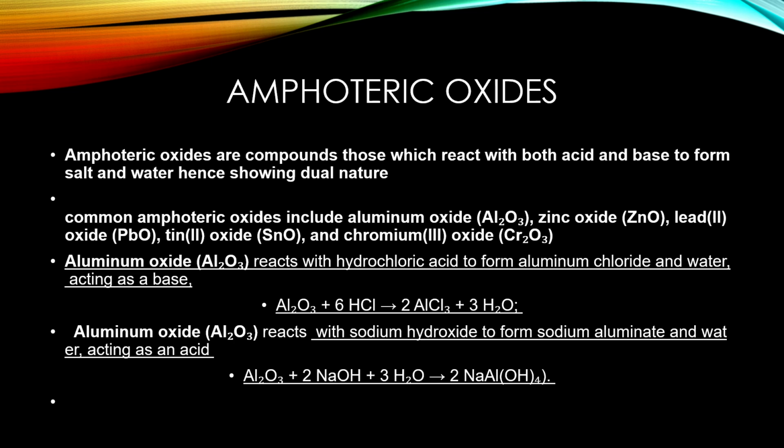Now, what is an amphoteric oxide? Amphoteric oxides are compounds which react with both acid and base to form salt and water. Hence they show dual nature. Common amphoteric oxides are aluminum oxide, zinc oxide, lead oxide, tin oxide, and chromium oxide. We have taken the example of aluminum oxide, which reacts with an acid like HCl to give aluminum chloride, which is a salt, and water. Aluminum oxide also reacts with a base, NaOH, to give a salt and water.